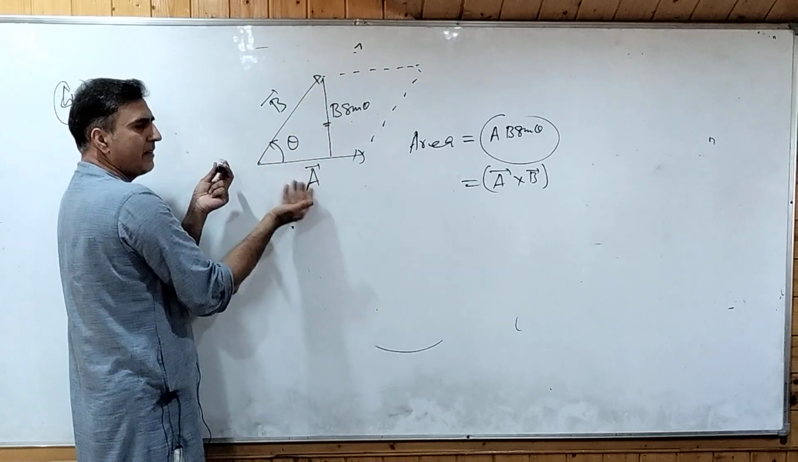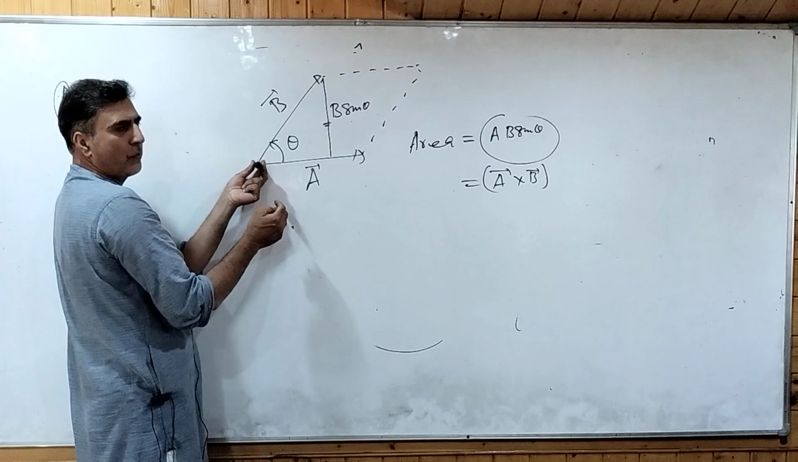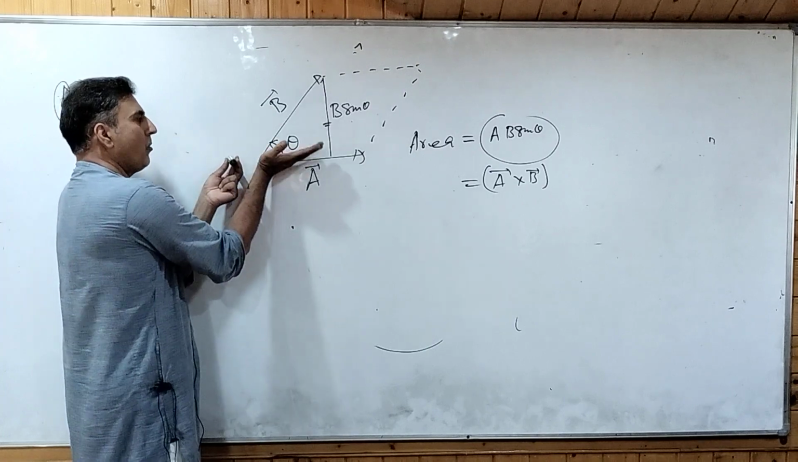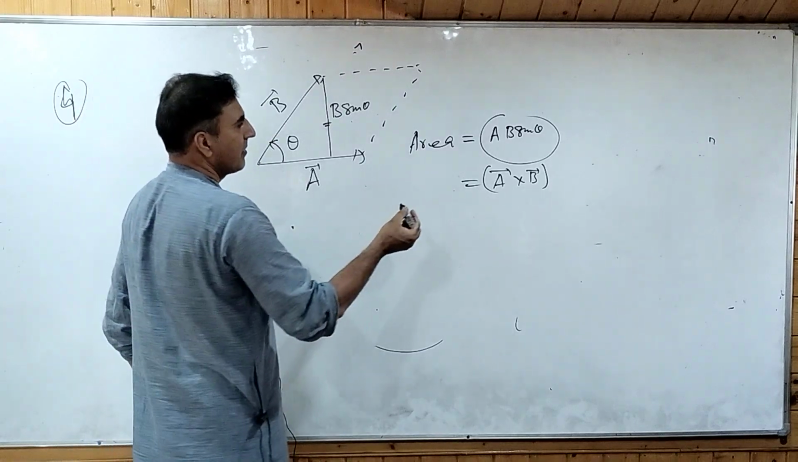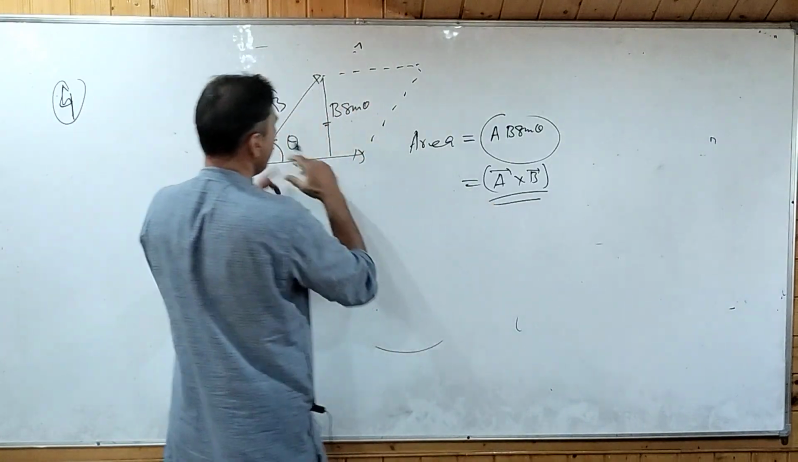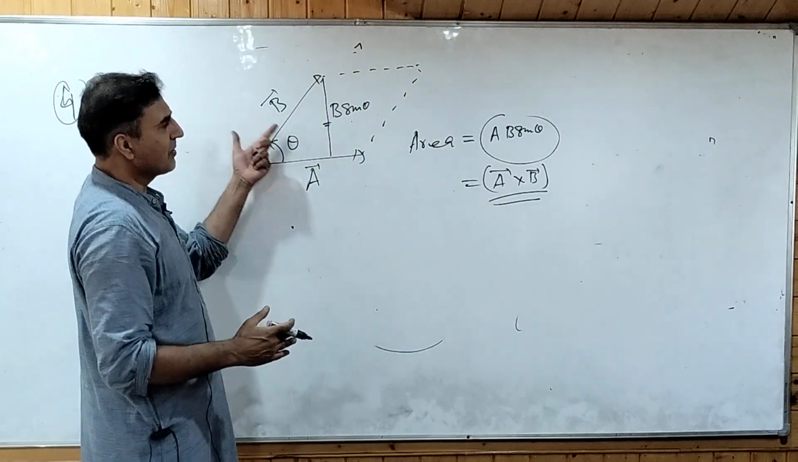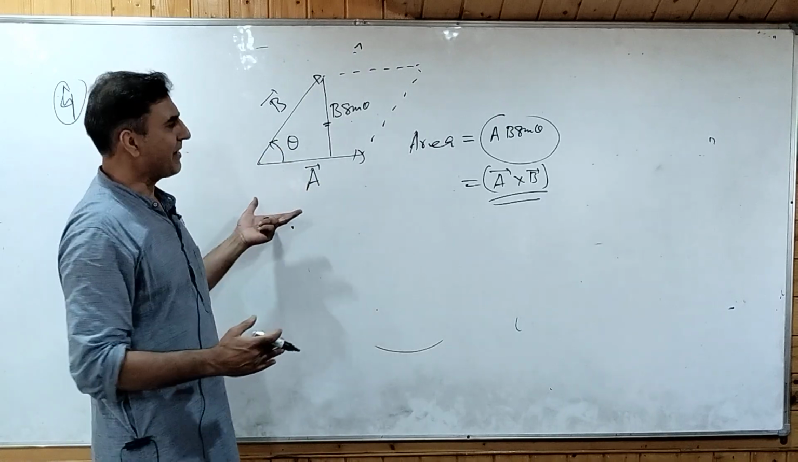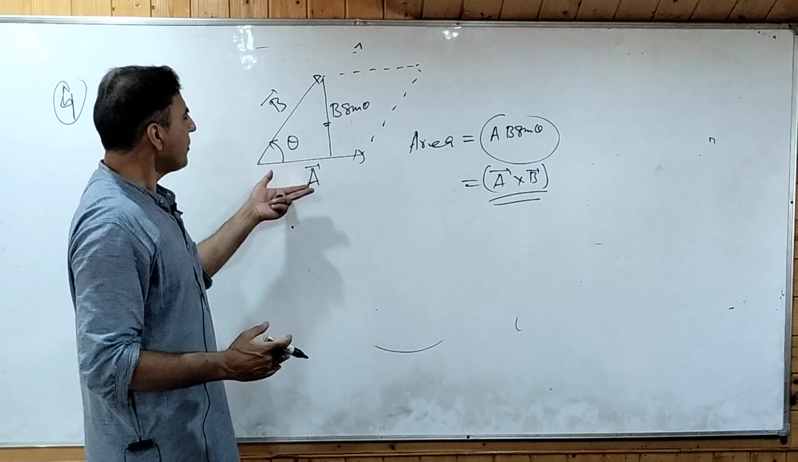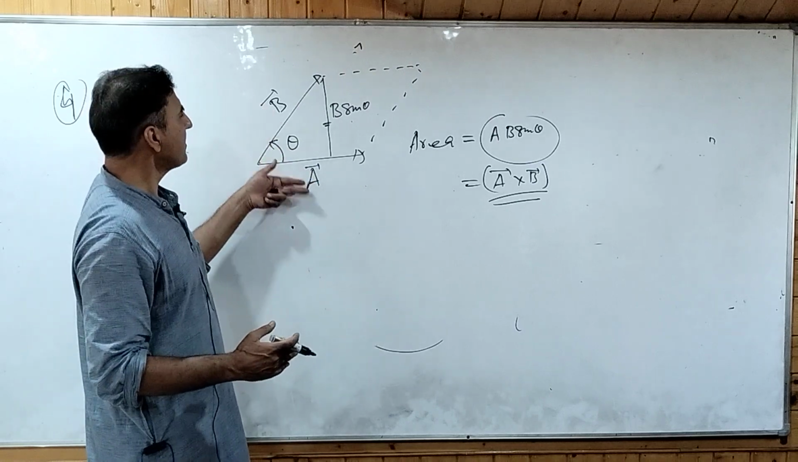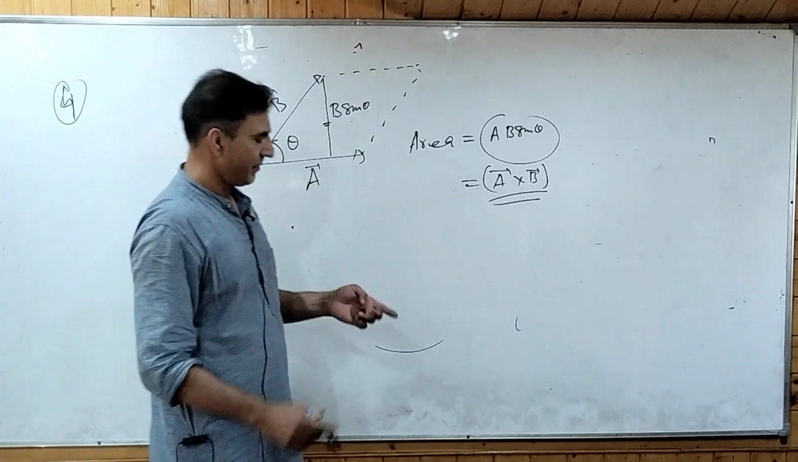So I will put the perpendicular on the board. When I cross A with B, that is this direction. So it is perfectly the area of a parallelogram made by two vectors. So this is also an application of the cross product: if you want to find the area of a parallelogram made by two vectors, you have to cross A and B. If you cross A and B, you will get the area of a parallelogram.